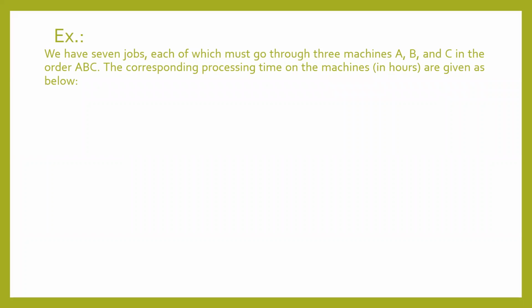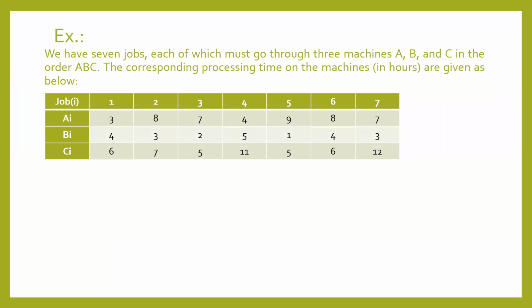Now we have 7 jobs, each of which must go through the 3 machines A, B, and C, in the order A, B, C. The corresponding processing times on the machines in hours are given as below. Now this is my processing time for 7 different jobs on the 3 machines A, B, and C. Now this has to be Ai, Bi, and Ci. So this is A1, A2, A3, and so on.